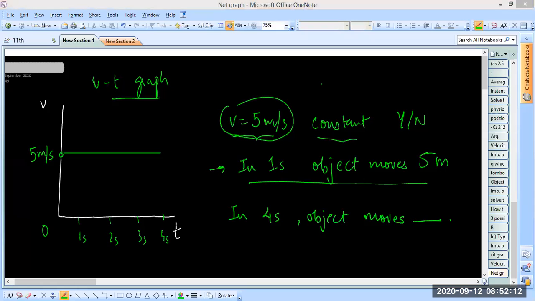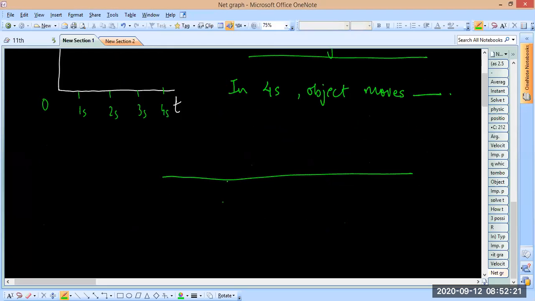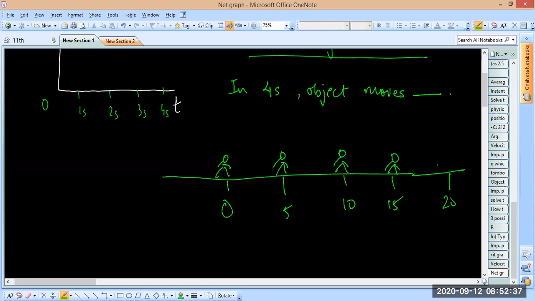People, look at this. In 1 second, object will move 5 meter. So what that means is, suppose object starts at origin. This is a person. So after 1 second, the person will be here, right? After one more second, the person will be here. After one more second, the person will be here. And after 4 seconds, the person will be here. Agreed? 5 meter, 5 meter, 5 meter, and 5 meter.